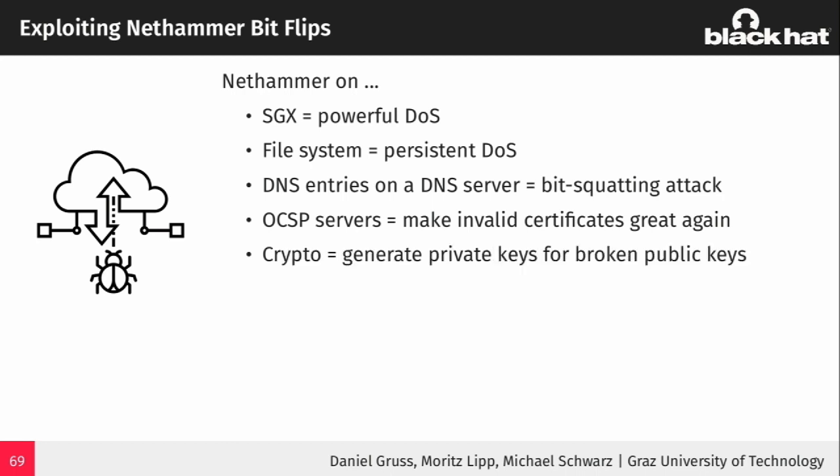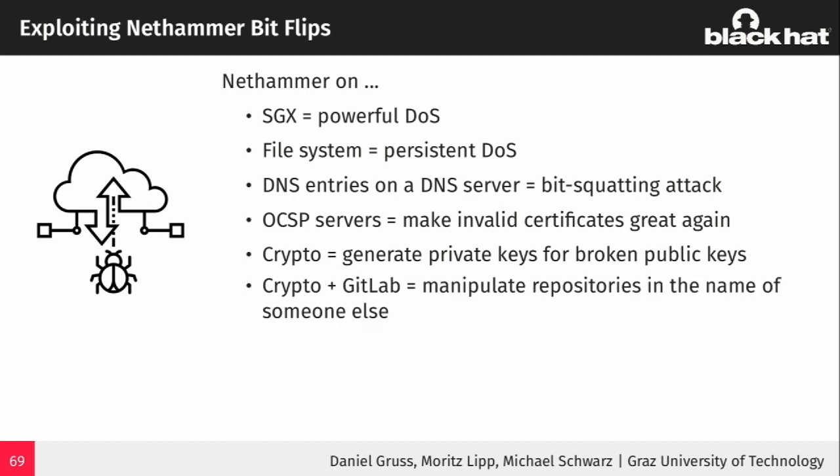Okay, we can also attack crypto. For instance, if we flip a bit in a private key, we can generate a public key for that private key because it can be factorized. And you can use this with different services, like GitHub or GitLab, where you upload your public key. Then we do a bit flip there, calculate a new private key, and then we can just push our malicious code in your repository. Yeah, we implemented several of these attacks and found that we can do them in practice.